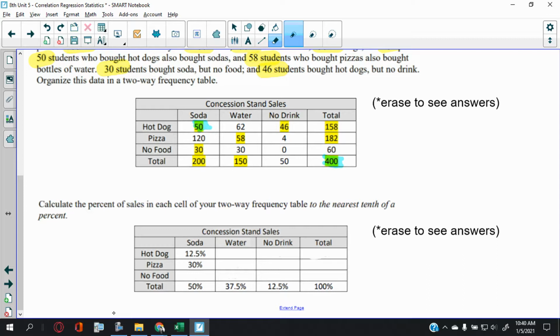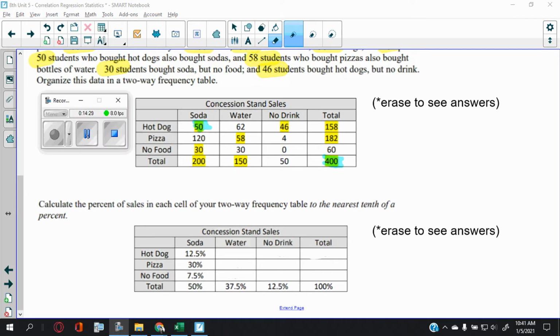Let's see. 120 divided by 4. Yeah, it's 30%. Right. Okay. So on and so forth. So you do 30 over 400. If you want, actually, you know what? Why don't you press pause right now and go ahead and do these real quick. Okay. So press pause right now.